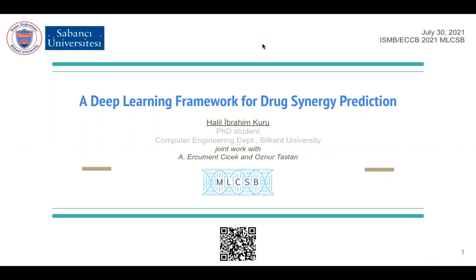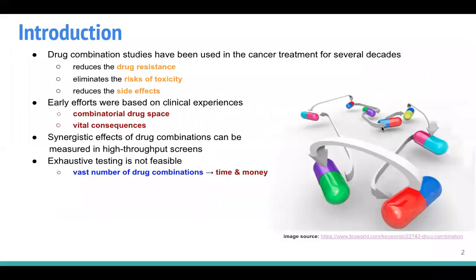It's a deep learning framework for drug synergy prediction, and it's a joint work with my supervisors Ercüment Çiçek and Öznur Taştan. As you know, cancer is a heterogeneous disease and cancer cells can adapt to the current situation. It's possible that the cell can develop resistance to single drug therapies. Therefore, drug combination therapies have been used for several decades due to their advantages over single drug therapy. They can reduce drug resistance, toxicity, and also reduce side effects.